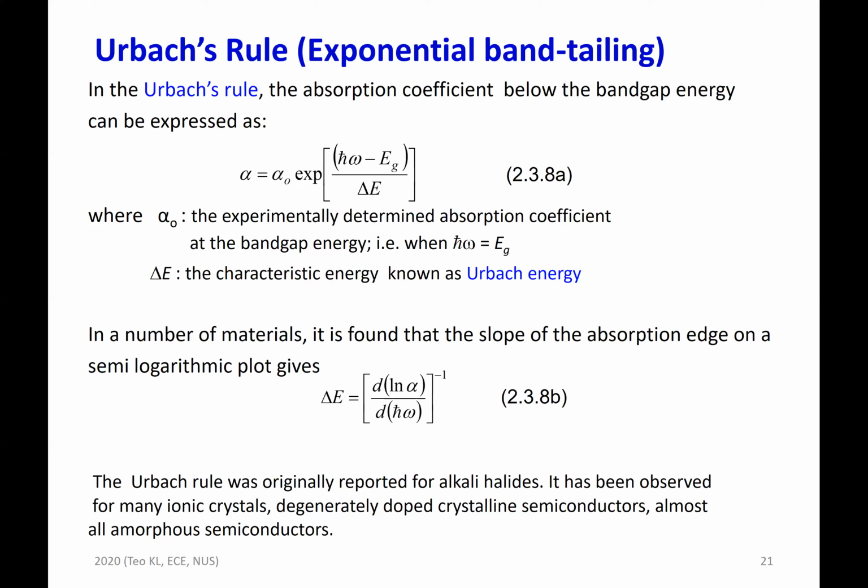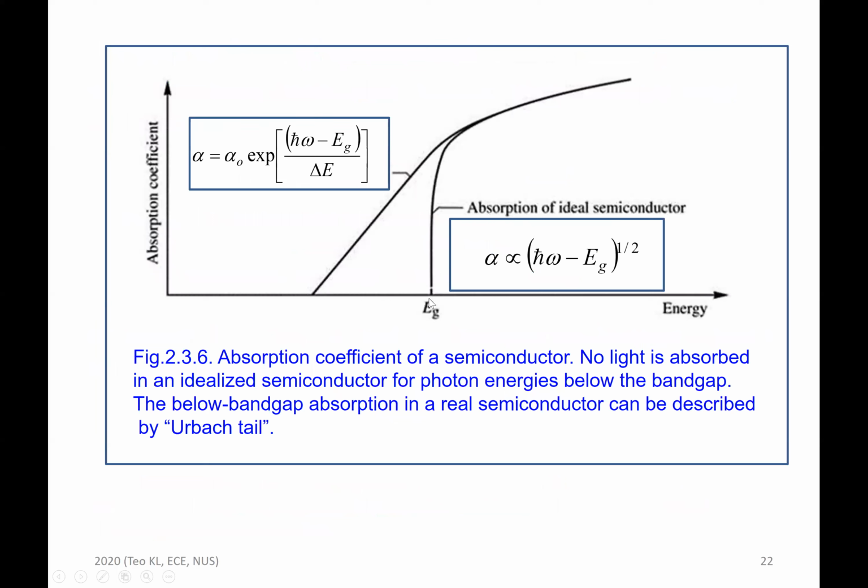And the Urbach rule was not originated to discuss semiconductors. It was actually reported in alkali halides, like lithium fluoride, sodium fluoride, potassium chloride, sodium chloride. These are called alkali halides, and it has been observed in many ionic crystals. So the Urbach rule was extended to discuss this kind of exponential band tailing in semiconductors. You observe a lot of exponential band tailing in amorphous semiconductors, or when semiconductors are heavily doped. Ideally, in a pure semiconductor, you would expect the absorption coefficient to go like a square root dependence.